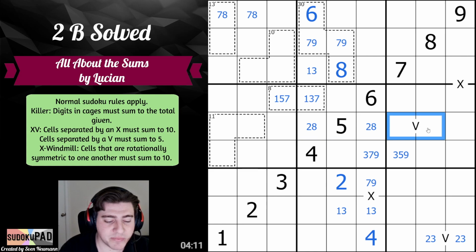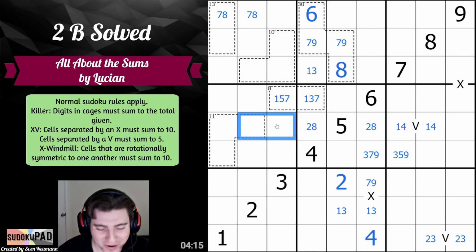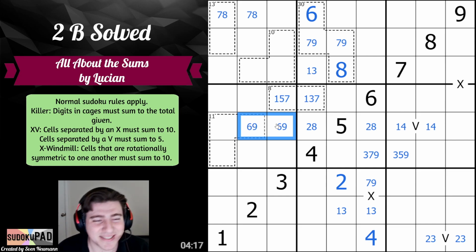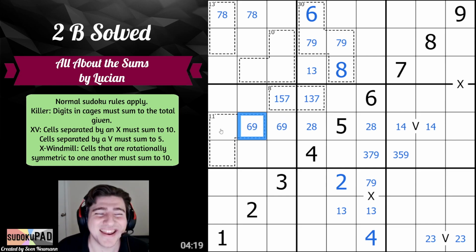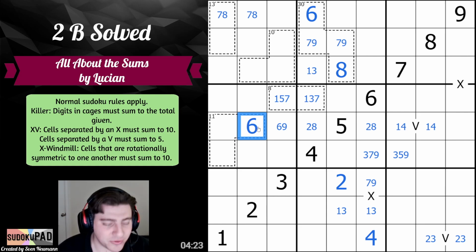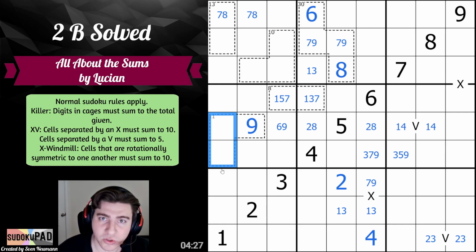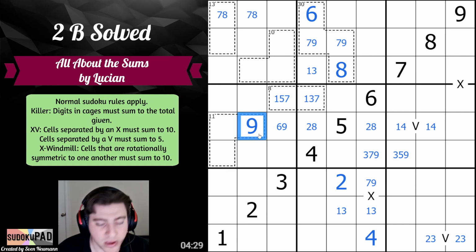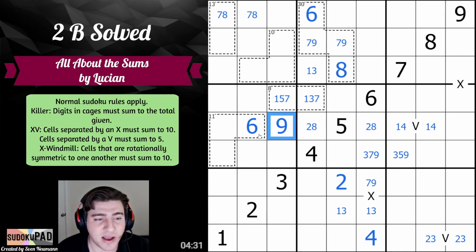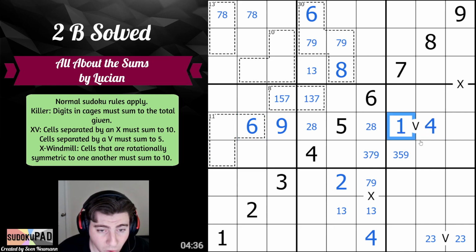So this V ends up being a 1, 4, and this 1, 4 then feeds back over to this, giving us 6, 9. And 6, 9, now thanks to the 11 cage, gives us 6 here, because if we tried to place a 9 here, then we need to make 2 in 2 cells, and that's not going to happen. So this is 6, this is 9, which 6 gives us 4, and 4 gives us 1.